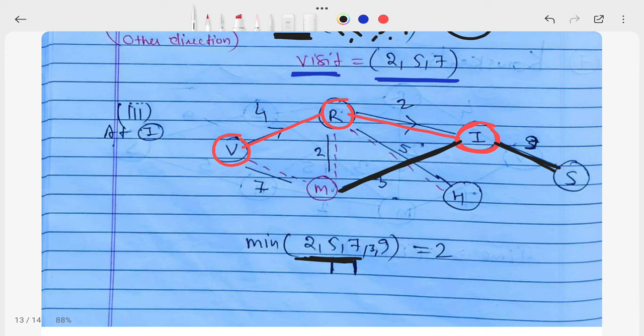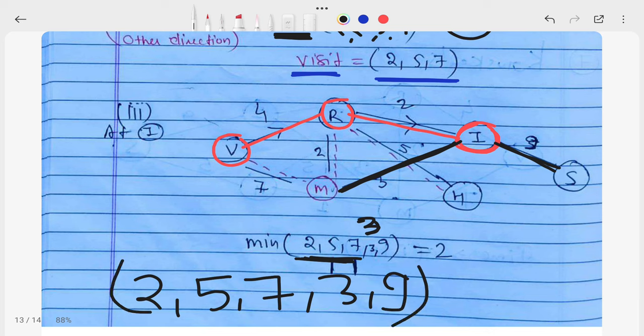So now the next, 5 is already here. 3 also I have written here. And 9. Now out of 2, 5, 7, 3 and 9, which one is the minimum? Tell me. The minimum is equal to 2. And where is the minimum? The minimum is this. It means that now I will go this side.